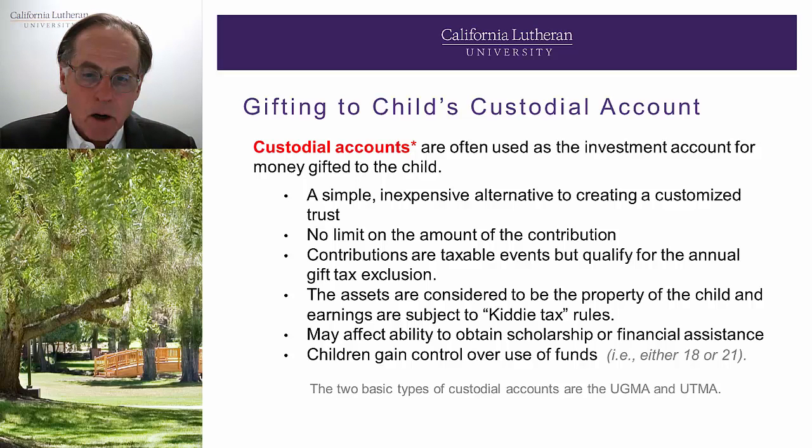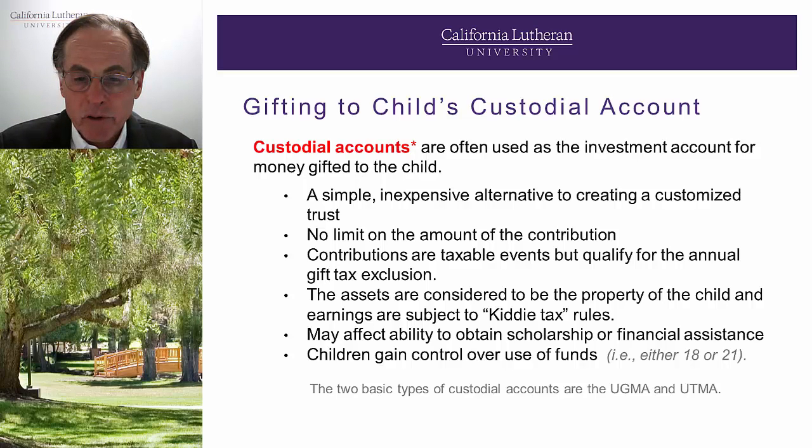Assets in the account are considered to be an irrevocable gift and therefore the property of the child. That can affect the child's ability to get financial aid or possibly scholarships in the future. Income and capital gains earned on custodial account assets are subject to the kiddie tax. What that means is that only a small amount of income is taxed at the child's rate. After that cap amount is reached, all income is taxed at the parent's marginal rate. You'll learn more about this in your tax management and strategies course.